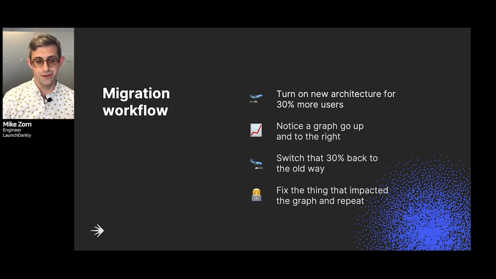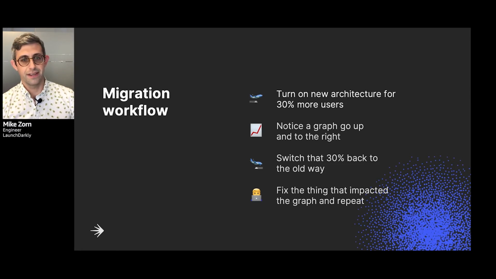You would turn on the new architecture for, say, 30% more traffic, and then you'd notice a graph goes up and to the right. And then you turn it off. You switch that 30% traffic back to the old way, figure out why that graph went up and to the right, and repeat. On that architecture diagram, it looked like, oh okay, we're just adding a couple boxes. That shouldn't be so hard.